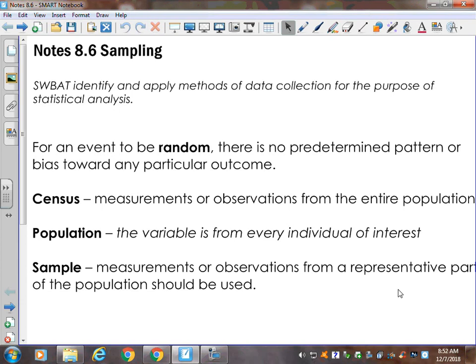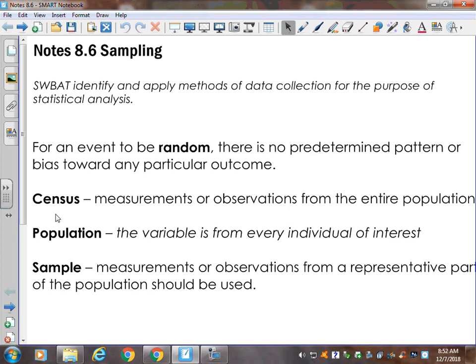Okay, today we will be working on sampling and taking surveys. There's a lot of vocabulary in this lesson, so hopefully you will be able to pick up on some of this vocabulary and look over it tonight and be able to answer questions on the quiz that we're taking.